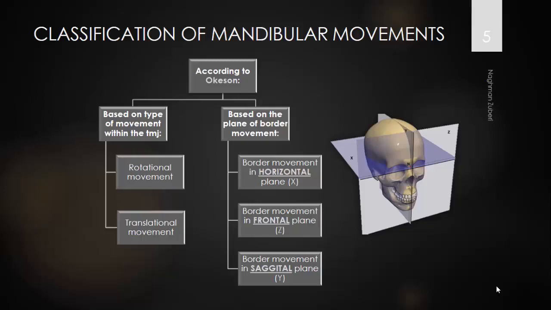Classification of mandibular movements according to Okeson. Number 1, based on type of movement within the TMJ: rotational or translational movement. And then based on the plane of border movement, in the horizontal, frontal or sagittal plane. There are 3 planes in which border movements occur: X plane, Y plane and Z plane.